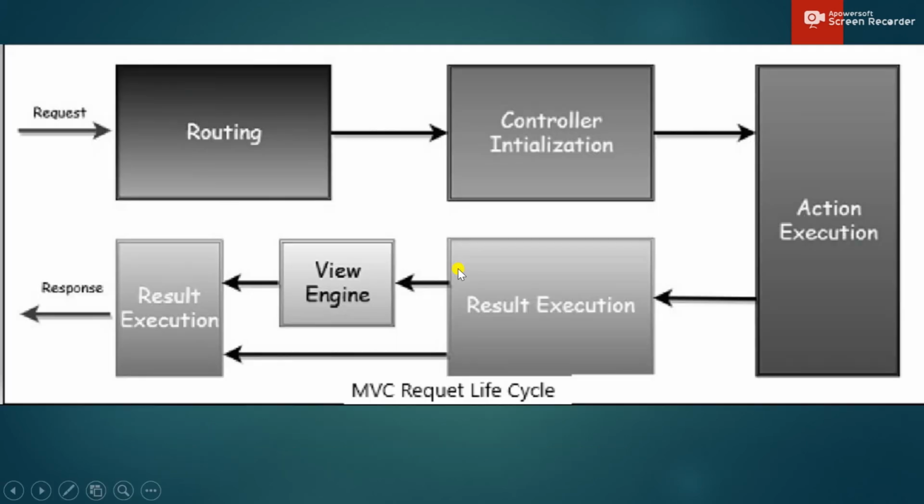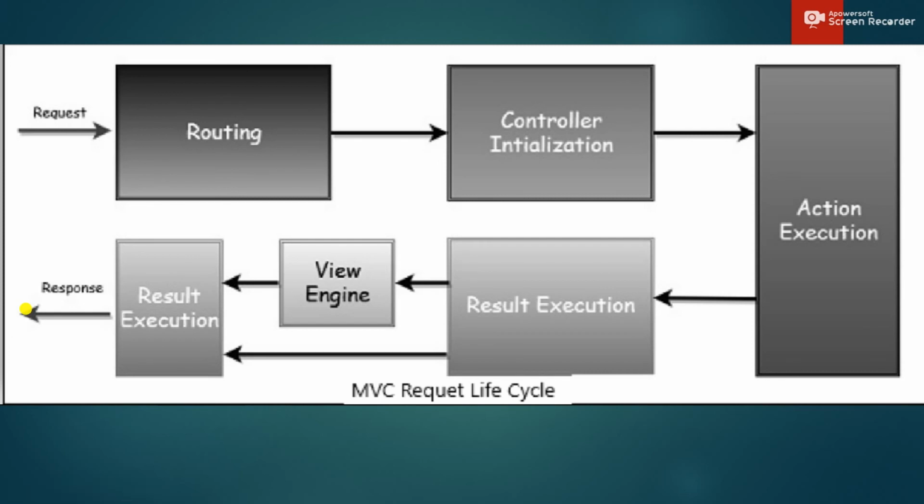If you look at this figure, it is an overall description of how the MVC life cycle works. It starts with routing, then controller initialization happens, then the action invoker executes the actions, then result execution happens, then the view engine comes into the picture to render the result, and that result is then given as a response to the client.